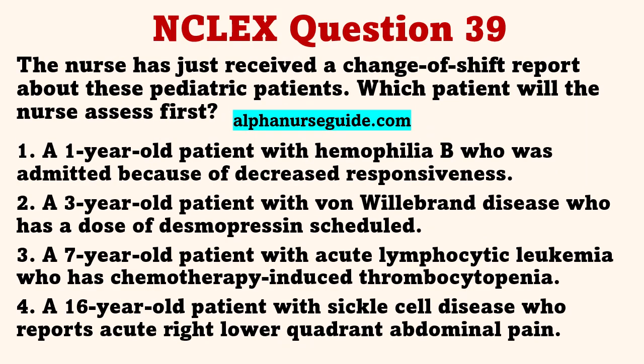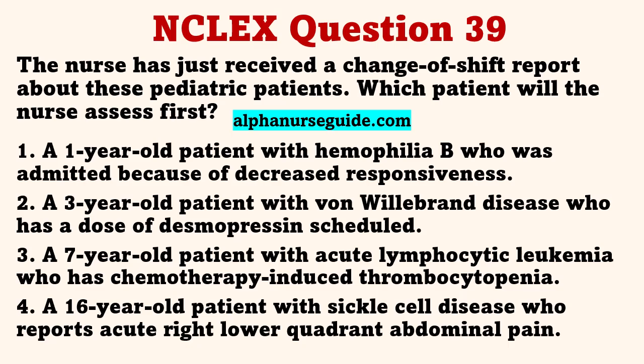The nurse has just received a change of shift report about these pediatric patients. Which patient will the nurse assess first? 1. A 1-year-old patient with hemophilia B who was admitted because of decreased responsiveness. 2. A 3-year-old patient with von Willebrand disease who has a dose of desmopressin scheduled. 3. A 7-year-old patient with acute lymphocytic leukemia who has chemotherapy-induced thrombocytopenia. 4. A 16-year-old patient with sickle cell disease who reports acute right lower quadrant abdominal pain.